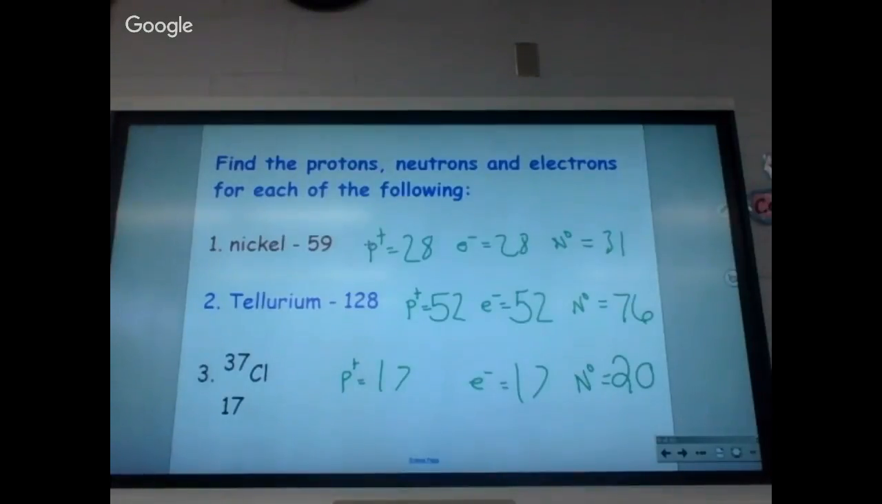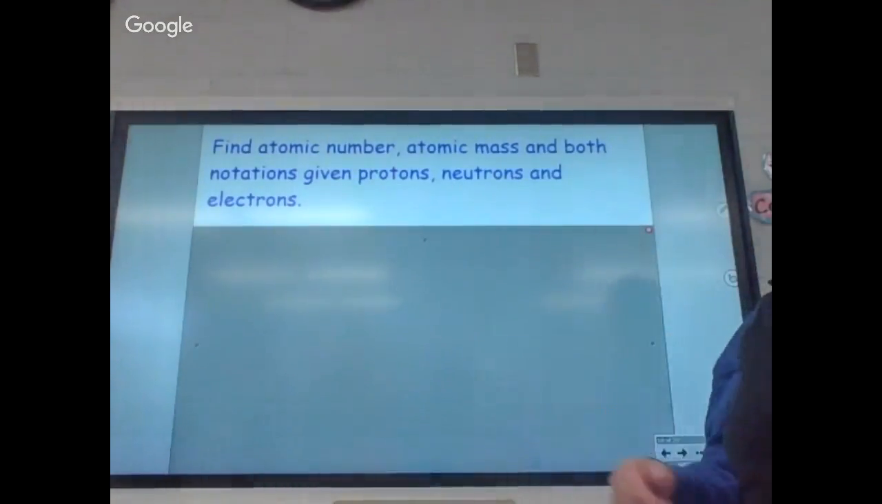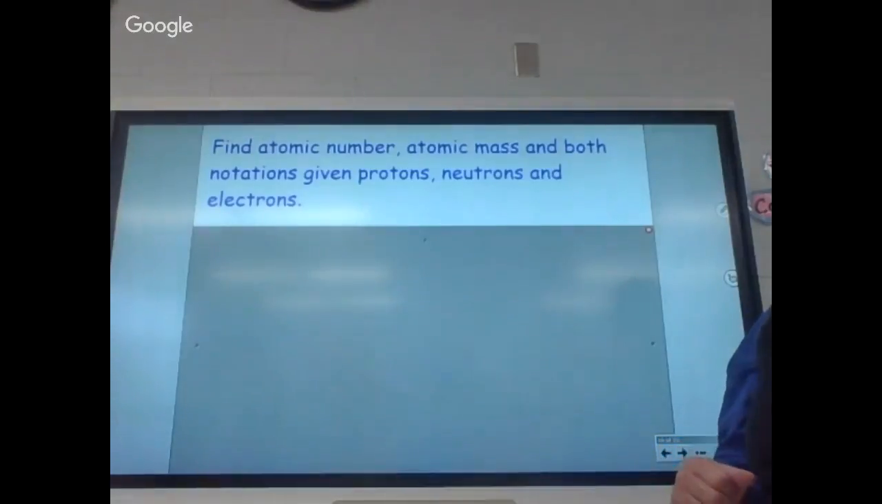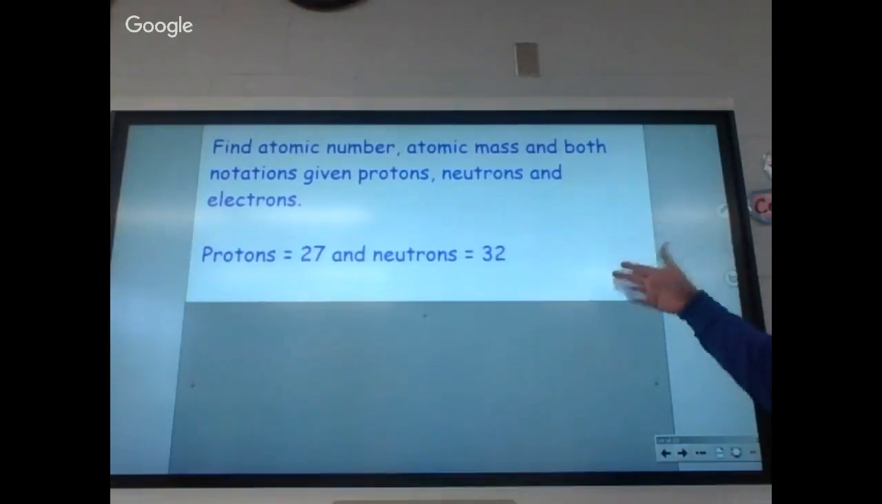All right. We're going to practice some on class flow a little bit. Now, we're just going to do some where we go backwards now. It's not hard, it's just backwards. All right, so now we want to find atomic number, atomic mass, and both notations given protons, neutrons, and electrons. So now I'm going to give you the protons, the neutrons, and electrons, and we want to find the notations.